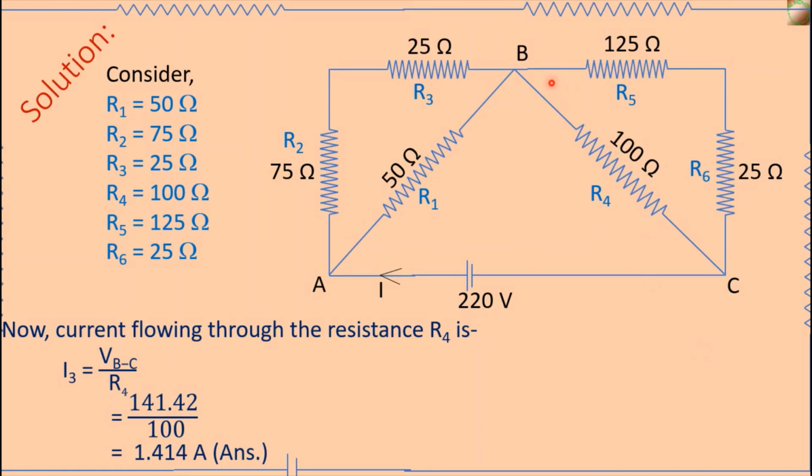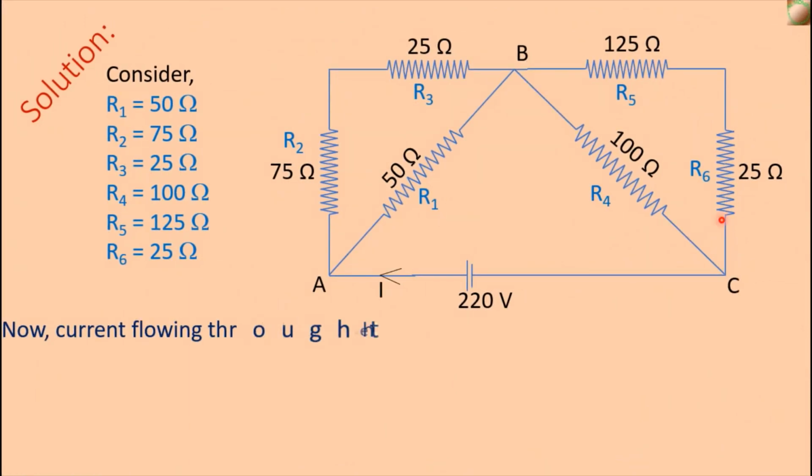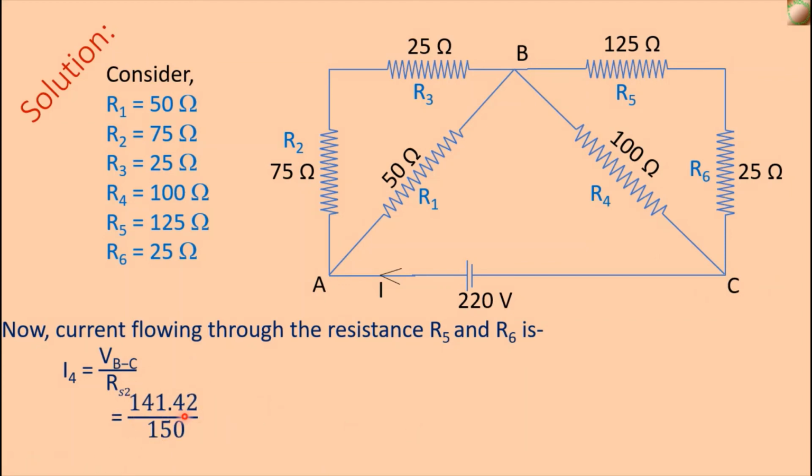Now we will determine the current flowing through the resistances R5 and R6. The current flowing through R5 and R6 is I4. Consider I4 equal to VBC divided by RS2. The equivalent resistance of these two resistances is RS2, and the potential difference between B point and C point is VBC, which is 141.42 volt divided by 150 ohm, and after calculation 0.943 ampere. This is the current flowing through the resistances R5 and R6.